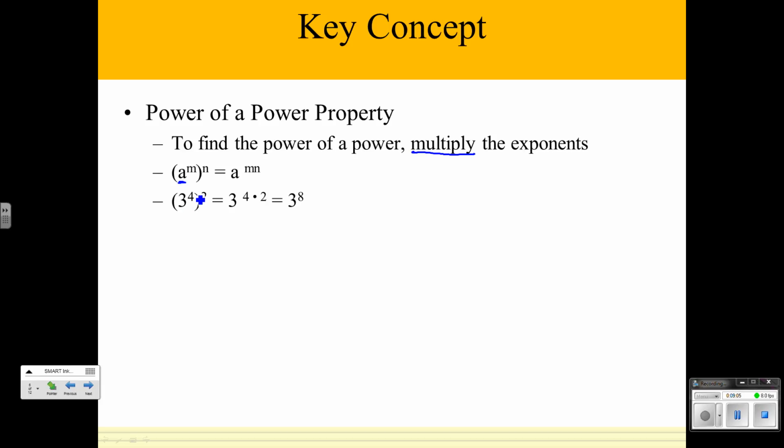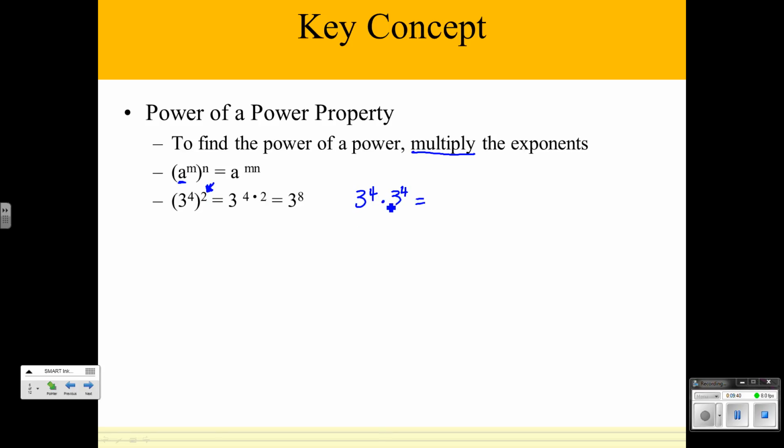We have 3 to the 4th power raised to the 2nd. In other words, 3 to the 4th power squared. This 2 right here tells me to take my 3 to the 4th power and multiply it together twice. Well, you know, that's not too hard to write out. But if my exponent was a lot larger, that would be a lot of writing. I'd have to write 3 to the 4th times 3 to the 4th times 3 to the 4th, however many times this tells me. And now we just have multiplying powers.